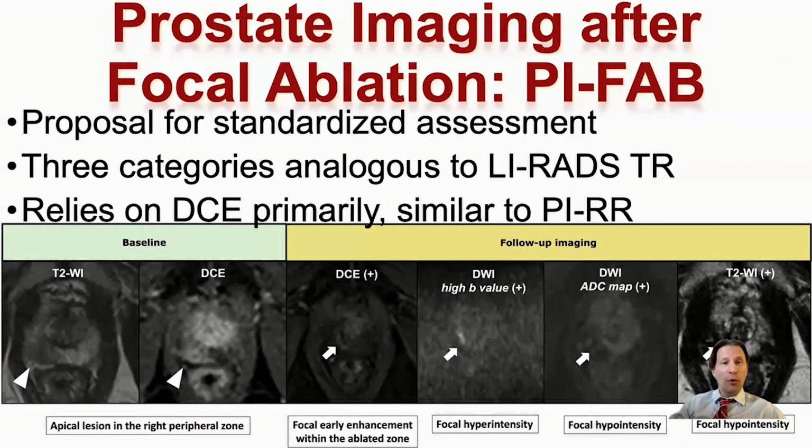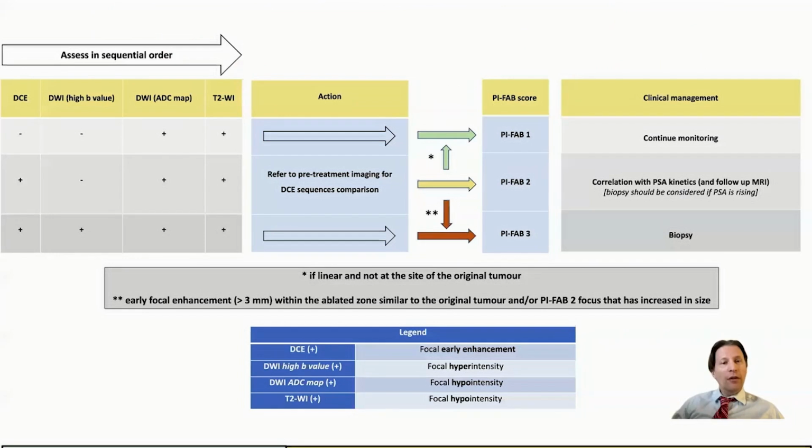And that raises the importance of the prostate imaging after focal ablation, or PIFAB standard, proposed by the University College London group. This has 3 categories analogous to the post-treatment liver imaging. And just like post-treatment liver and PI-RR, it relies primarily on DCE. Here's the rubric that we use. You'll see that the first component that we consider is dynamic contrast, and then the high B-value DWI.